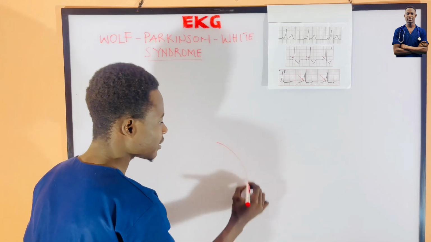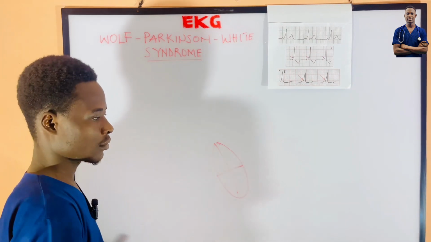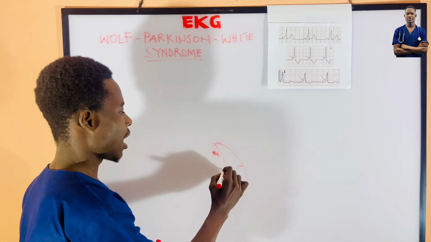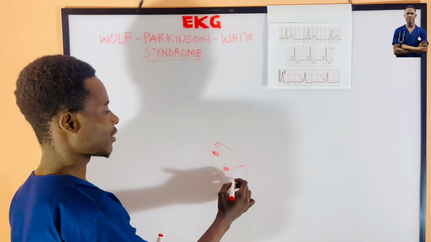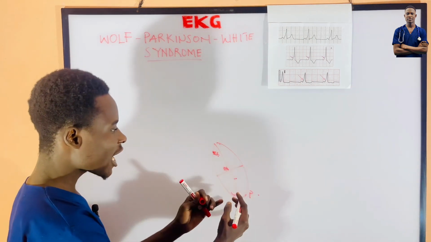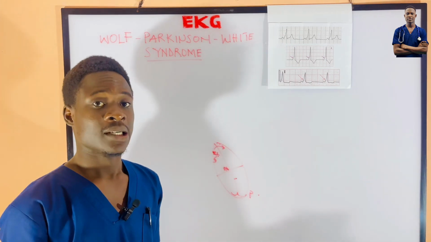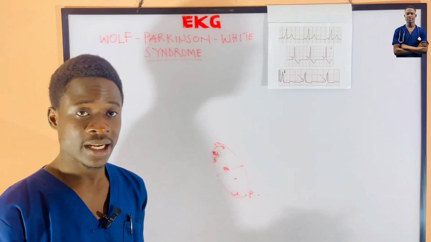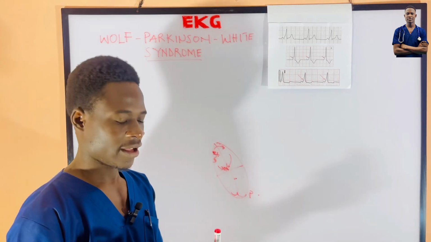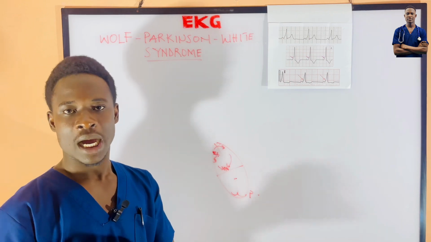Now, let's assume this is our heart. We have our SA node over here. We have our AV node over here. We have our AV bundles, and then we have our Purkinje fibers. Now, the electrical impulse generated, we all know, is transmitted throughout the atria so that the atria will depolarize first, and then they will all converge at the SA node, and then pass through the AV node, and then pass through the AV bundle and get to the ventricles. Are we clear with it?